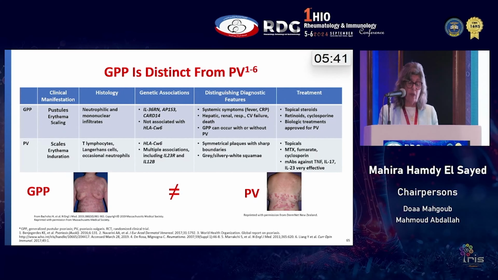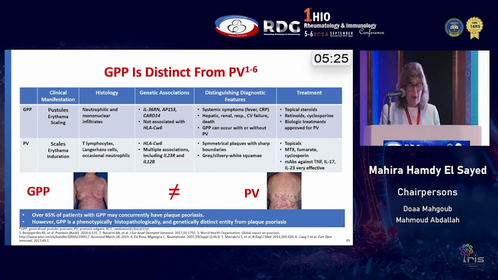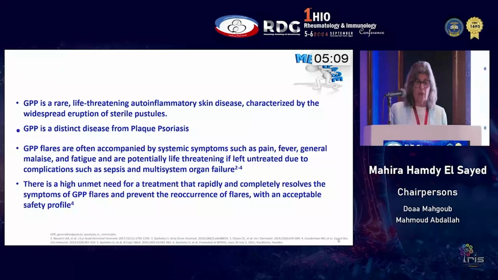Finally, I just want to remind you, why do we say that psoriasis is different from generalized pustular psoriasis? Clinically, histopathologically, the genetic association, the diagnostic features, and in treatment also. But you have to remember, and from our experience, GPP in 65% of patients appears in patients with psoriasis. So we don't need to forget that. Yes, biologically speaking, they are different, but they can also appear together.